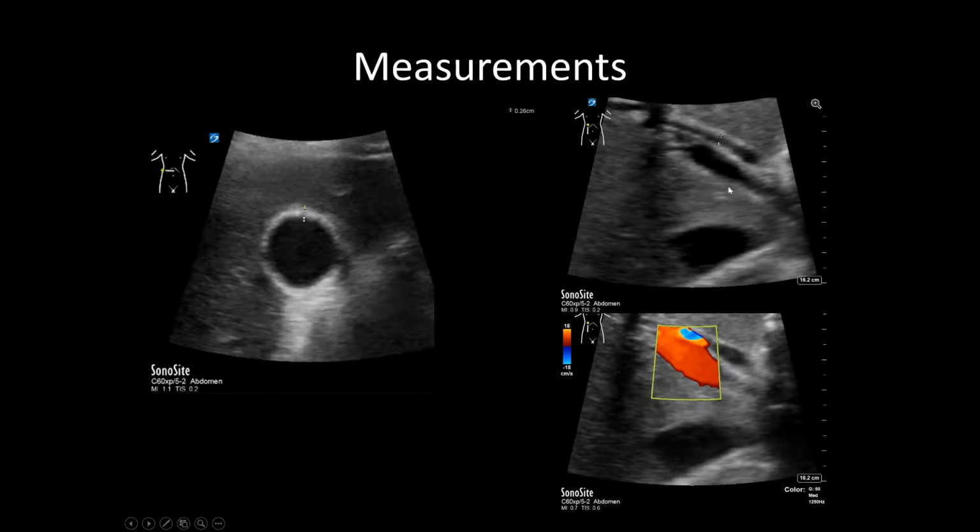The common bile duct should be measured inner wall to inner wall. A normal measurement for the common bile duct is 4 millimeters or less. This will be corrected for age and cholecystectomy.